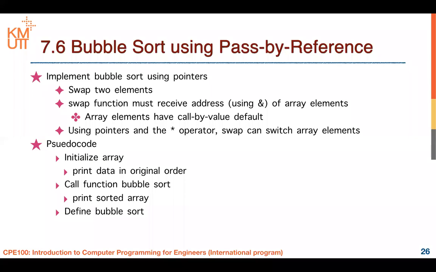Now we have known about pass by reference, and we can use pass by reference to perform the bubble sort. For example, if you want to sort a string, an array of characters or an array of integers, you may have to use a bubble sort, which is the easiest one to understand. If you want to implement the bubble sort by using pointers, you can just simply check two consecutive elements. If one is greater than the other one on the right, you have to swap from left to right, swap two elements, and then we can go on.